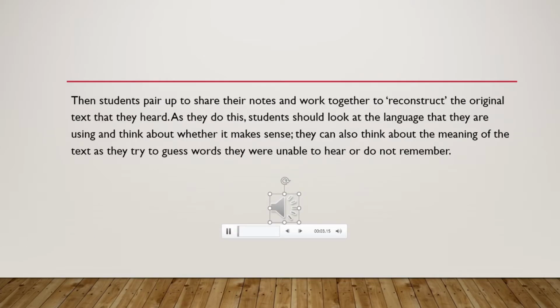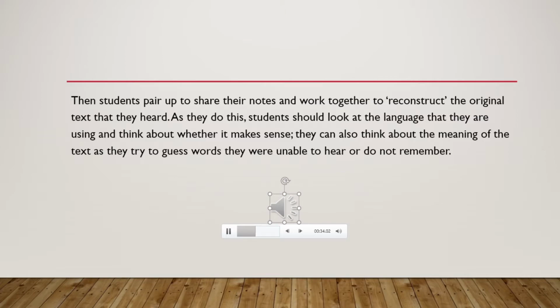After this, students are paired up. They work in pairs to share their notes on what they have written down based on what they remember, and they try to reconstruct the original text. And as they are doing this, they're reminded to look at their language and how they're using language, whether their reconstruction makes sense, their wording, how does it sound?